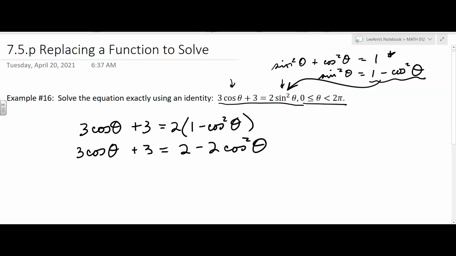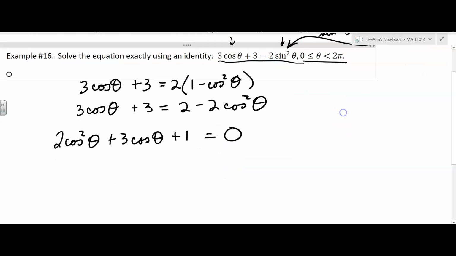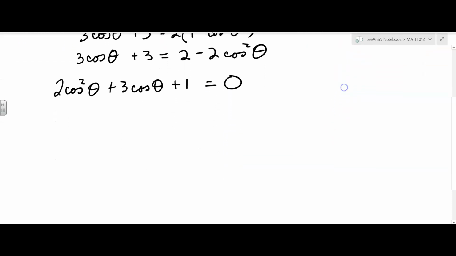It is quadratic in form. We're going to get everything on the left. So 2 cosine squared theta plus 3 cosine theta plus 1 equals 0. So you can think about the algebra behind that. Again, you can use a u substitution if you want to.